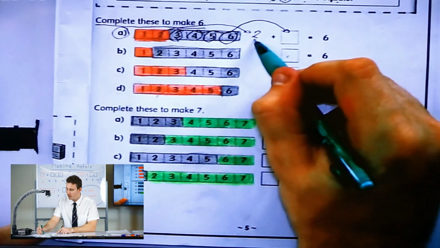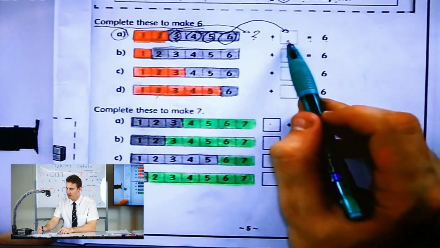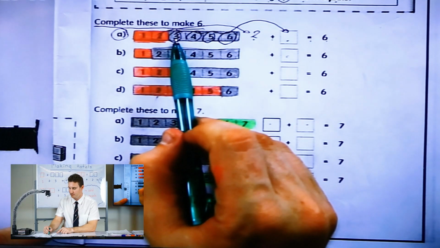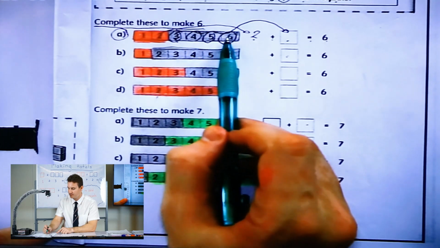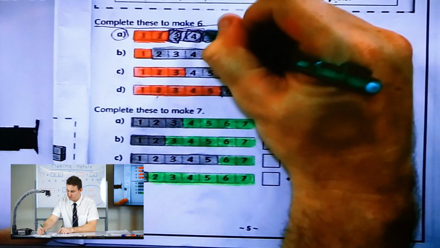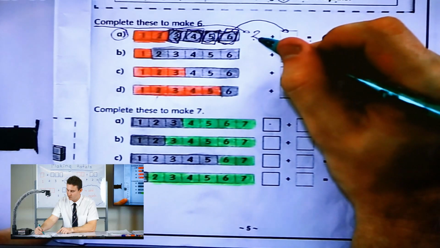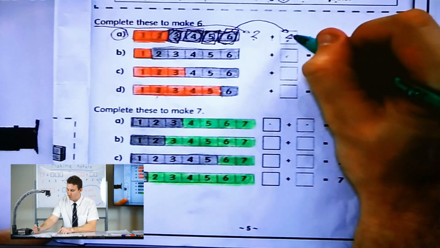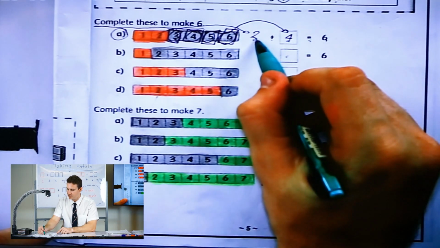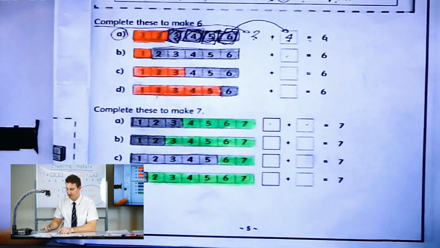So 2 plus equals 6. And what number goes here? We have to put the number of gray places. So we have 3, 4, 5, 6, and that's 1 square, 2 squares, 3 squares, 4 squares. So 2 plus 4 equals 6. So we have 2 red plus 4 gray equals 6.